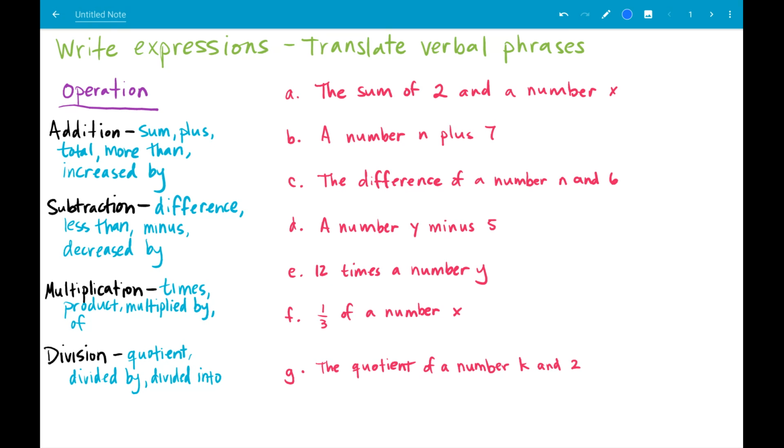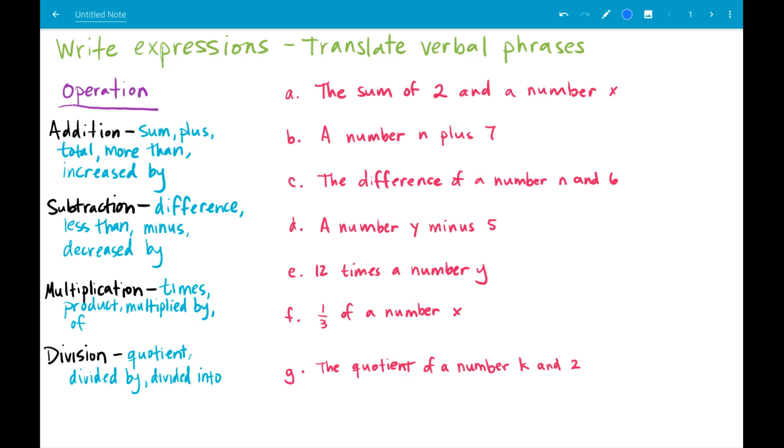And so here in red, I have a list of some verbal phrases that we want to translate into mathematical expressions. So we're trying to turn this English into numbers. And we have to make sure that we write them correctly and look at the words that are given to determine what mathematical operation we're dealing with.